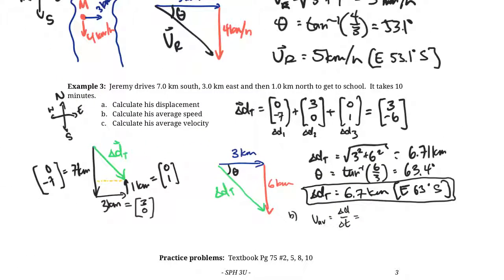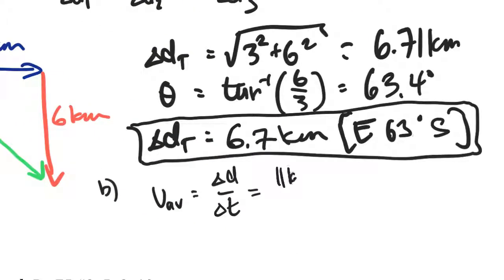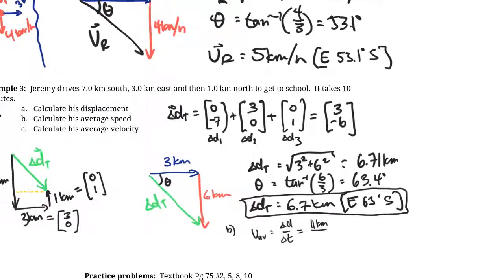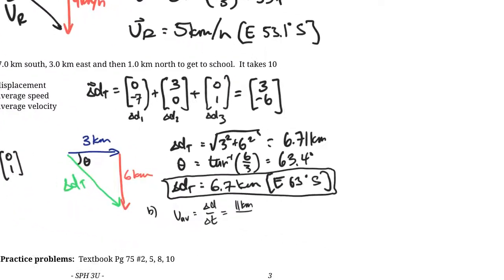Oh, sorry, no, that's wrong. It's the 7 plus 3 plus 1, right? That's the total distance traveled around this path. 7 plus 3 plus 1 is 11. So it's 11 kilometers. And the time it took was 10 minutes.